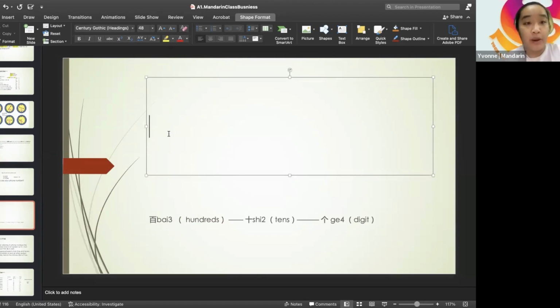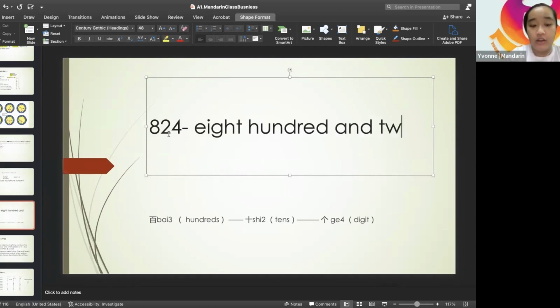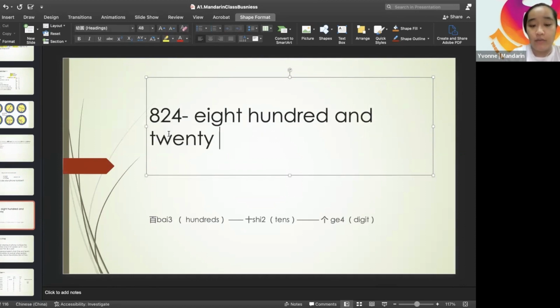Let's do a number. I'll give the first number, okay? The first number is 8. Spiker, can you give me the second number? 2. 2, okay. Last number, Christine, can you give me the last number? 4. 4. Now, we have in English, this is 824. This is the English, right? How do we say it in Mandarin?